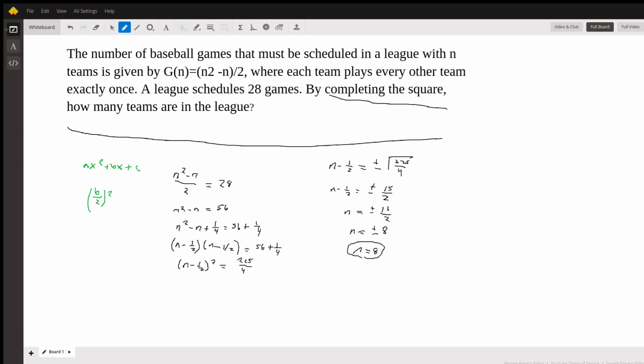And that's all there is to it. It's just a matter of remembering the magic formula and applying it correctly and factoring correctly. And that's it.